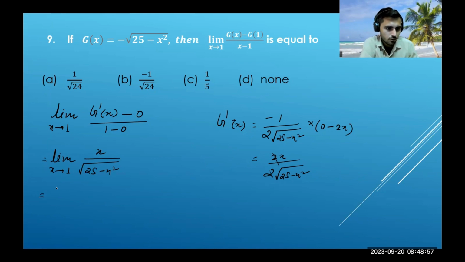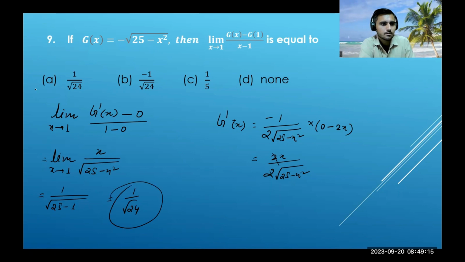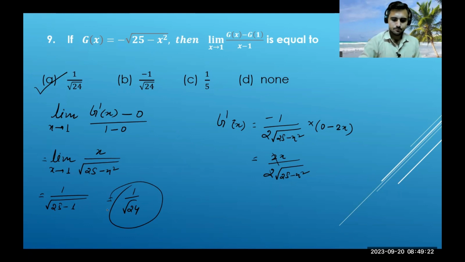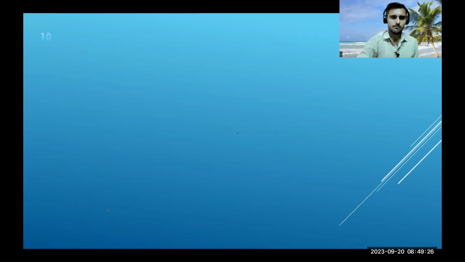So now we'll put the limit here, x equal to 1, so we'll substitute the limit directly. So 1 upon square root of 25 minus 1 square, which is 1 upon square root of 24. So that's the answer. Answer A. Option will be A. Next question.